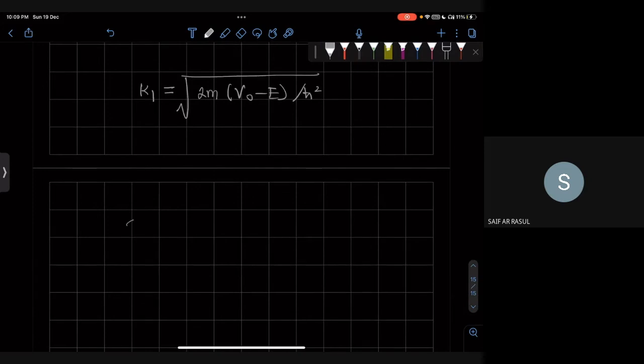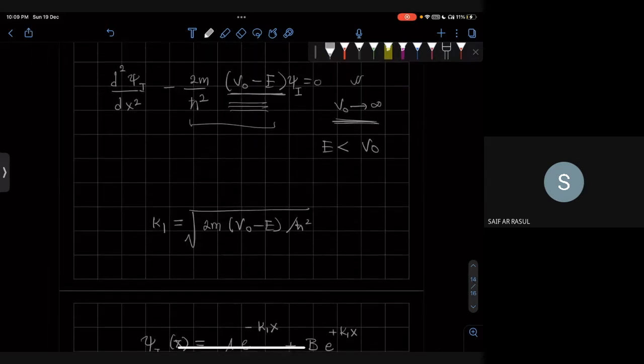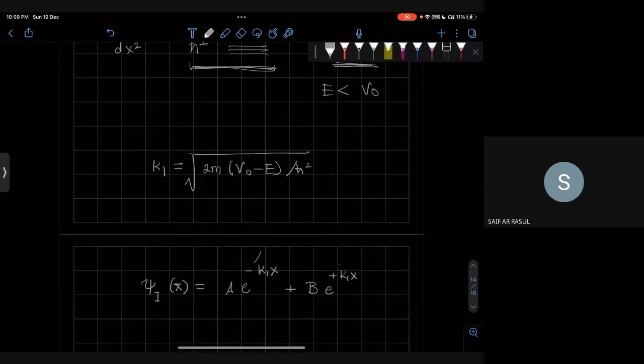And this equation is just given by psi 1 of x, where there are two linearly independent solutions. One is A e to the power minus K1x, not i, because it's going to be exponentially decaying or exploding, plus B e to the power plus K1x. Okay, you guys know this, right? Because if it had the opposite sign, then there would be i's here, but here we are looking at the decaying solutions.